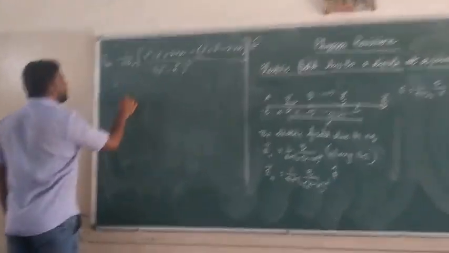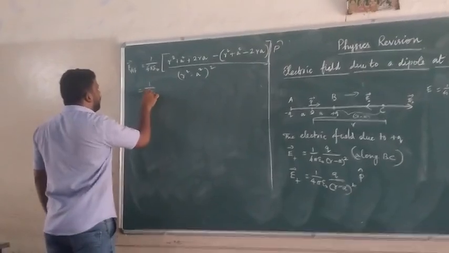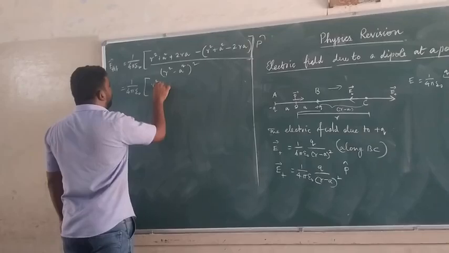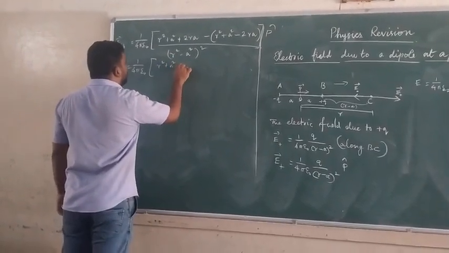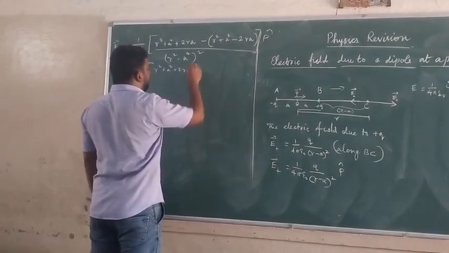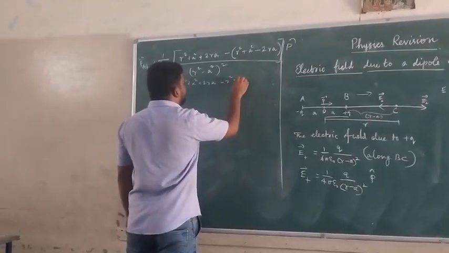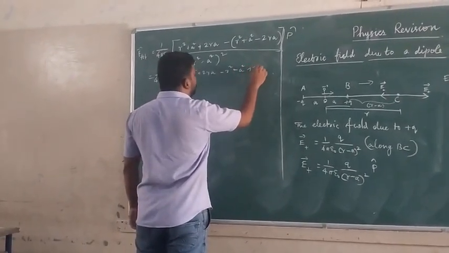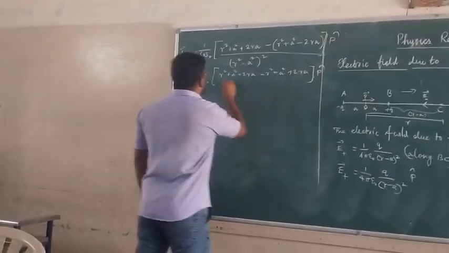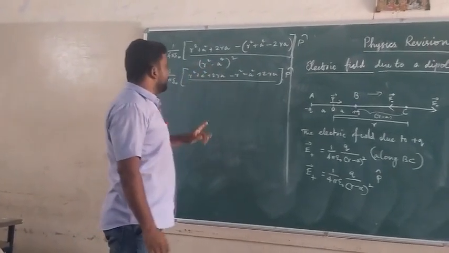So now let us do further simplification. 1 by 4 pi epsilon naught, R square plus A square plus 2RA. So let's multiply this minus sign inside the bracket. Minus R square minus A square plus 2RA, right? So now this equation, (R square minus A square) whole square.